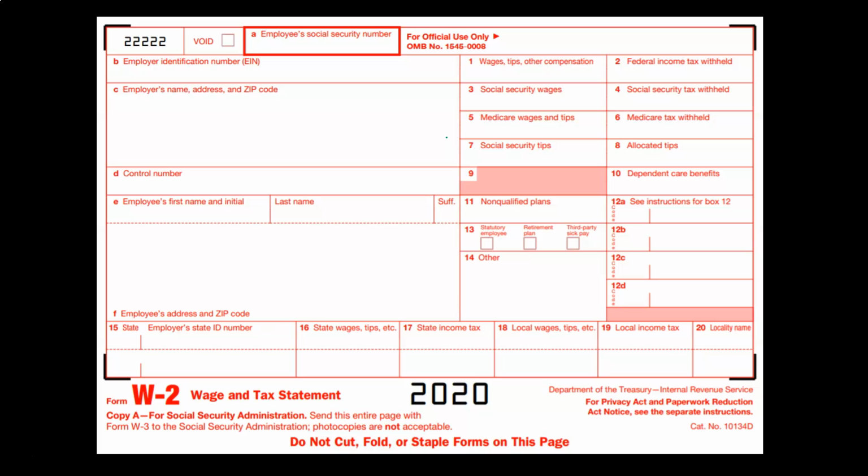And then there's another income type box. That's the Medicare wages and tips. Medicare wages and tips is, again, another federal program, a federal tax. We call it basically a payroll tax generally.